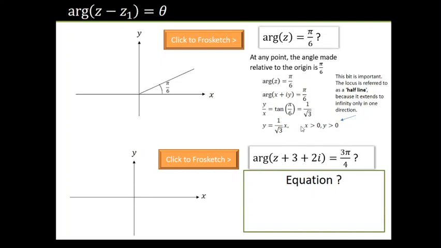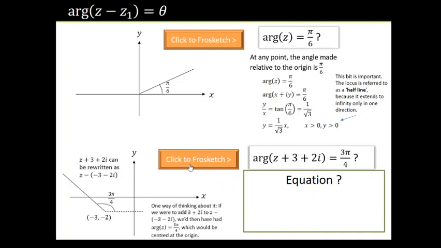Okay. Now we call this a half line because it extends to infinity, but only in one direction. Okay. Because essentially we know that x has got to be greater than 0, y has got to be greater than 0. All right, because it basically terminates at the origin.